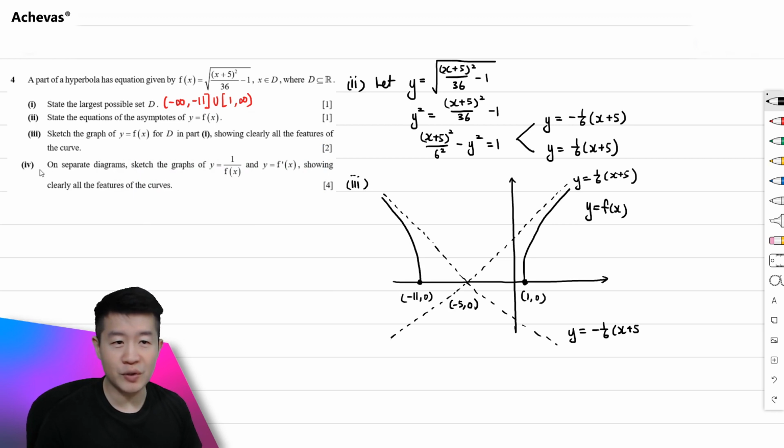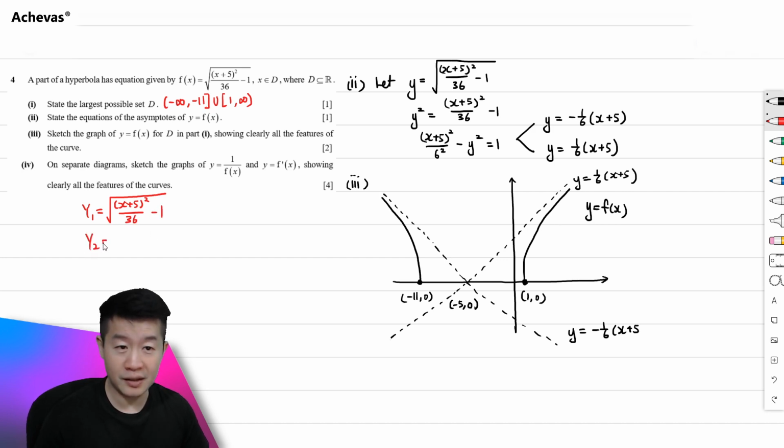Next, we are supposed to sketch the curves for 1 over f(x) and f'(x). In fact, because we have already sketched this into our GC, y1 is already the square root of (x+5)² over 36, minus 1. If you don't know, we can actually do 1 over y1, which will give us 1 over f(x), because this is f(x), right? This is f(x), and this will be 1 over f(x).